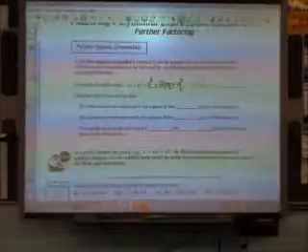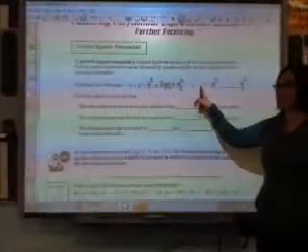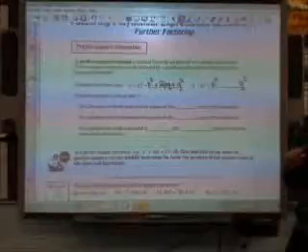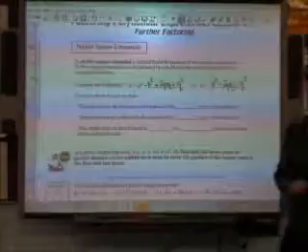And then with my p minus q squared, what would my first term be? P squared. What would my last term be? Q squared. Positive or negative? It's still positive, because if I take negative q and I square it, I'm going to get a positive. And then what would my middle term be? The middle term would be my negative 2pq.